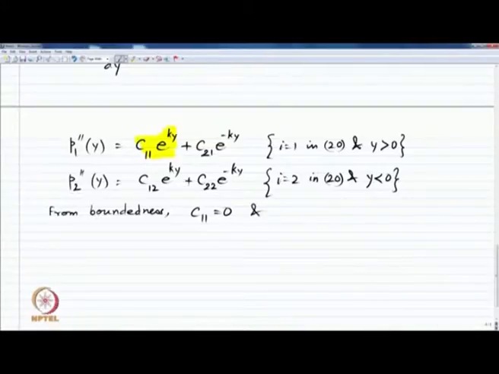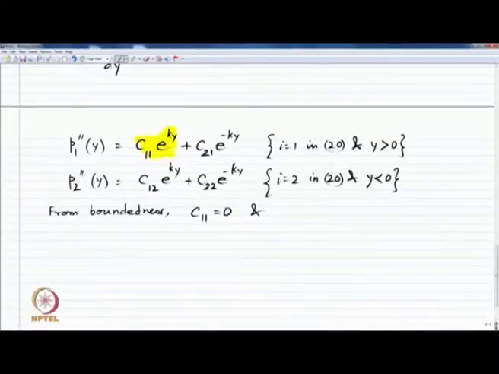Similarly, using similar arguments for P2 double prime y and noting that fluid 2 is located in the region y less than 0. So, if y is less than 0, k still being a positive number, e power ky is going to decay exponentially as y becomes an increasingly negative number, that is y goes from minus 2 to minus 3 to minus 100 etc.